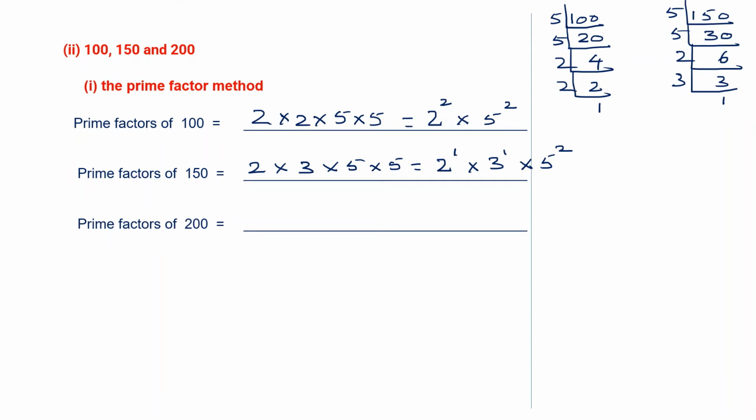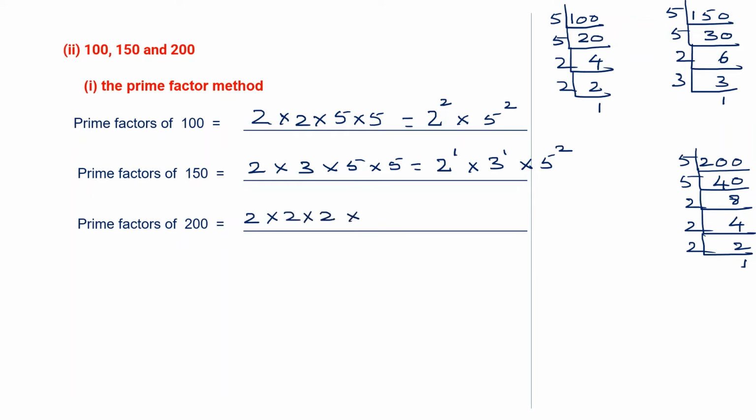Now prime factors of 200. So let's find out. Let's divide again by 5. 5 fours are 20. Then 5 eights are 40. 2 fours are 8. 2 twos are 4. 2 ones are 2. So that will be 2 into 2 into 2 into 5 into 5. So let's write down the powers now. 2 to the power of 3 into 5 to the power of 2.